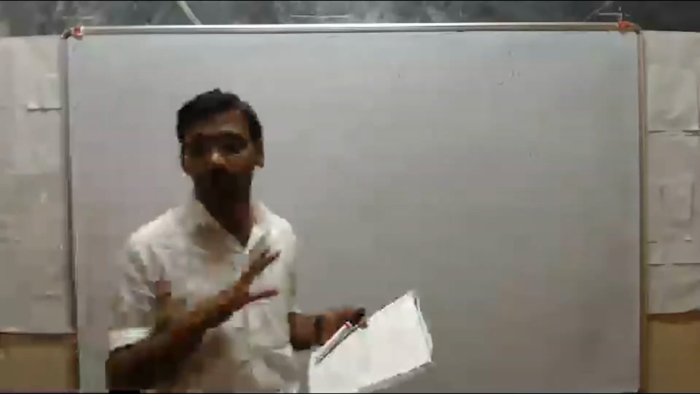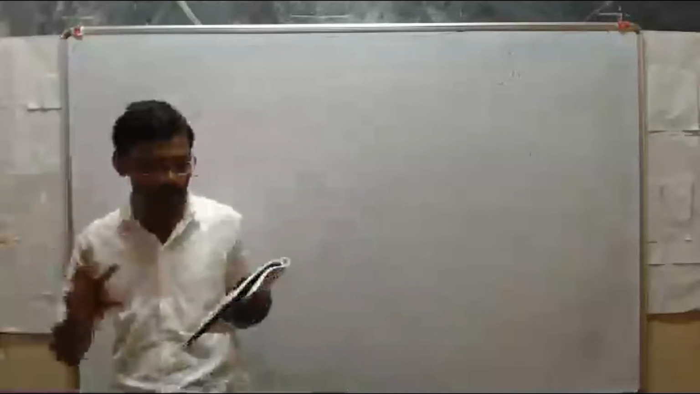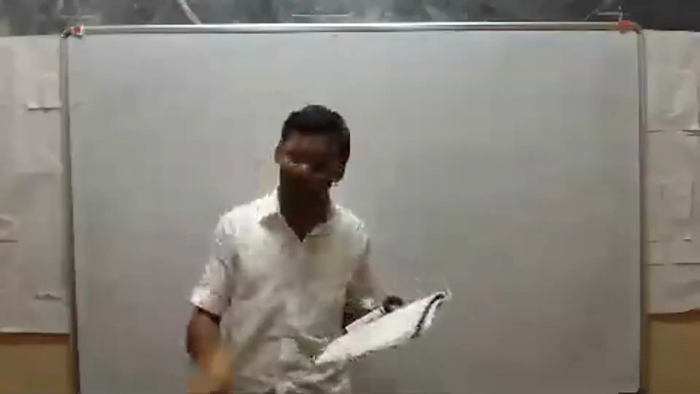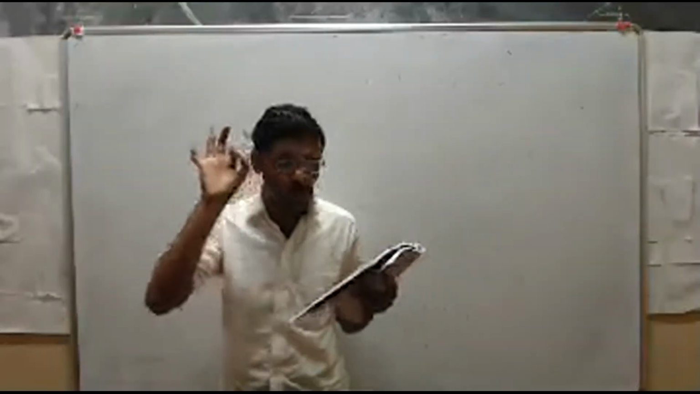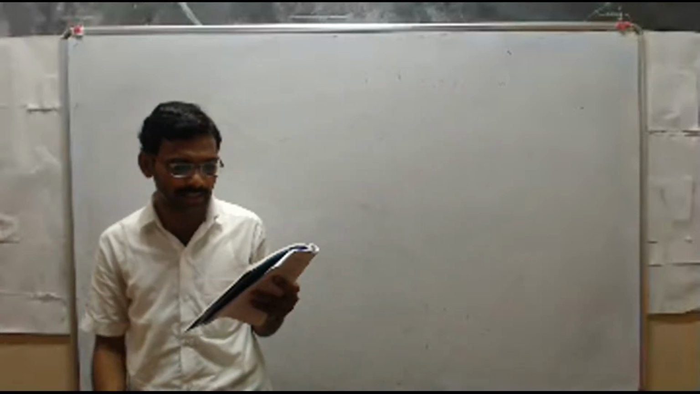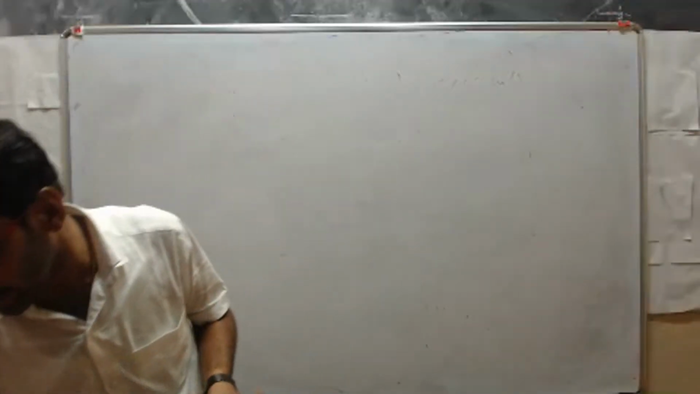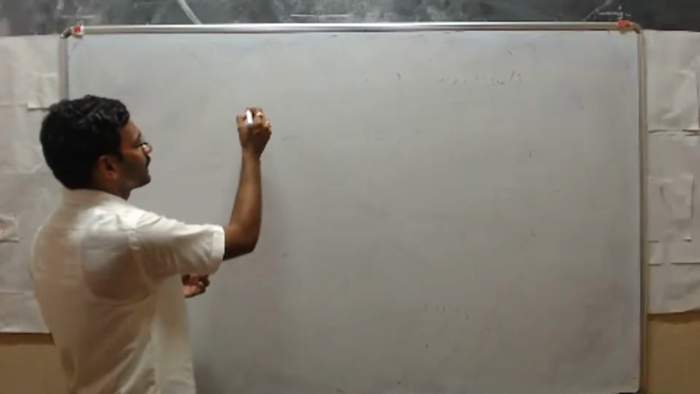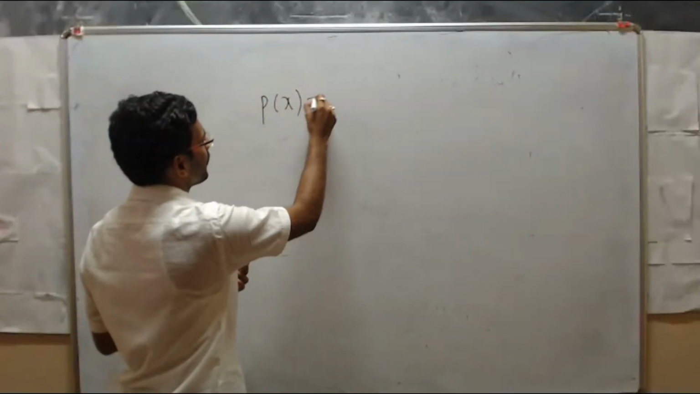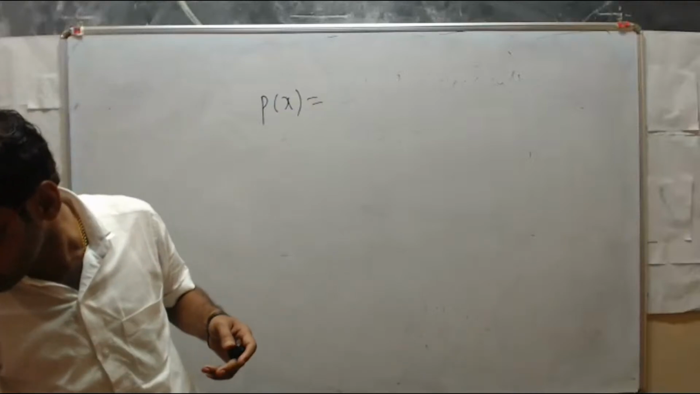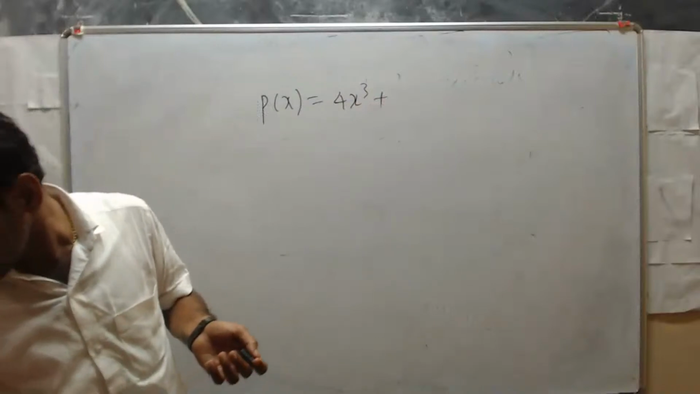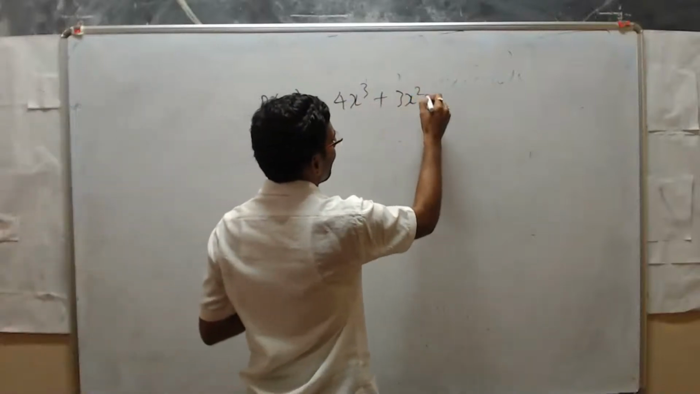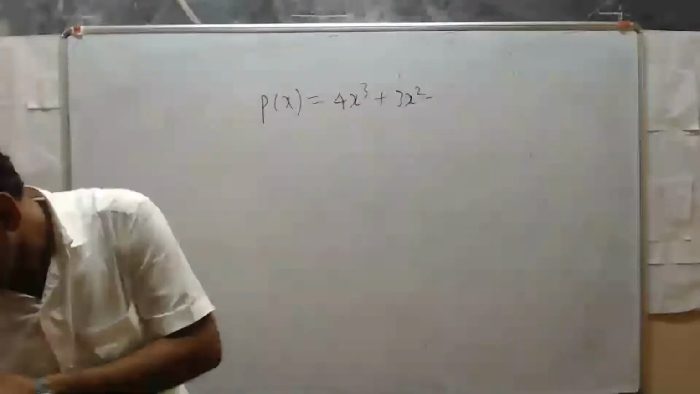Already given in this question, x minus 1 is a factor, so we are not required to check whether it is a factor. Then we have to find the value of k. 4x cube plus 3x square minus 4x plus k, x minus 1 is a factor. It is given. It is considered as p of x is equal to 4x cube plus 3x square minus 4x plus k.